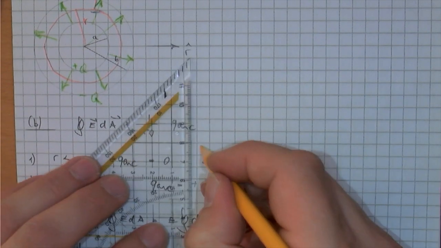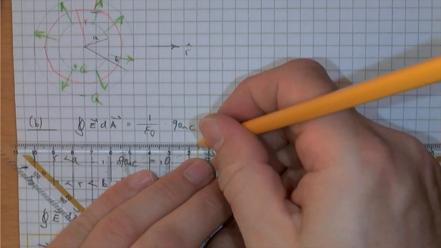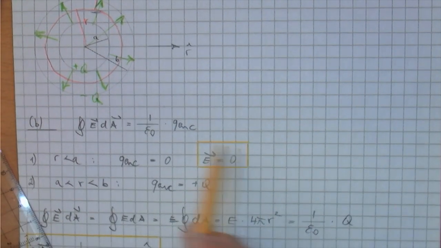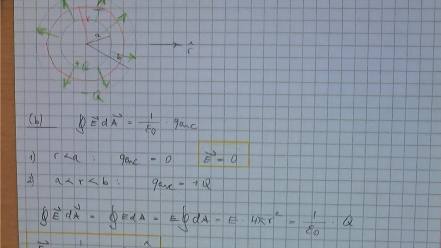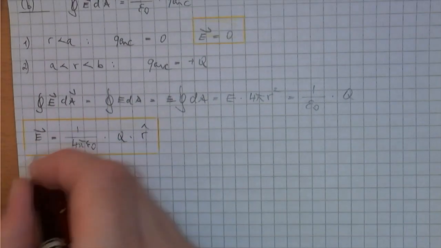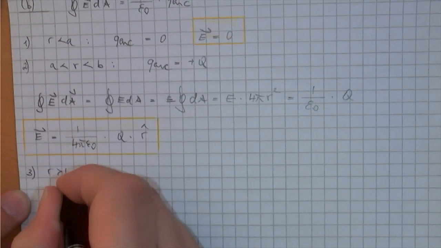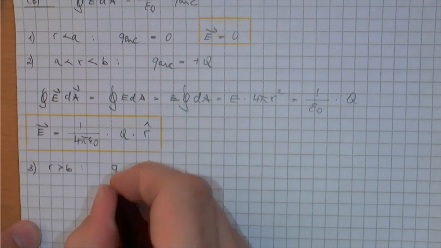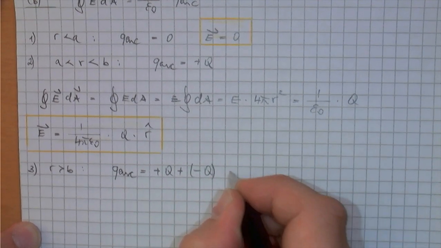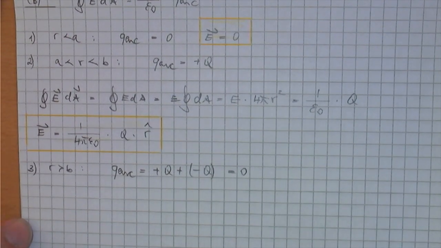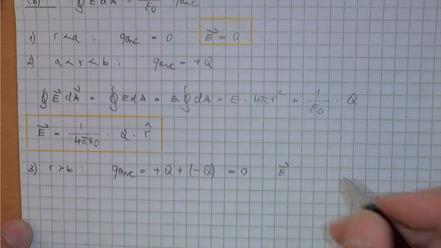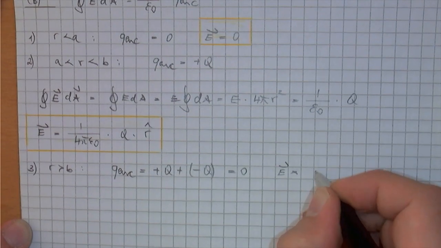For the inner region, the electric field inside is 0. There's no charge inside. And then the third region, r larger than b. For r larger than b, the enclosed charge equals plus Q plus minus Q, so it's actually 0. Therefore, by the same argument, the surface area is non-zero, so the electric field has to be 0.